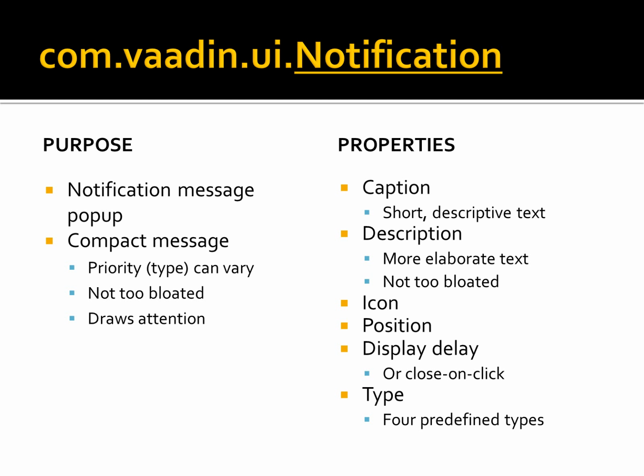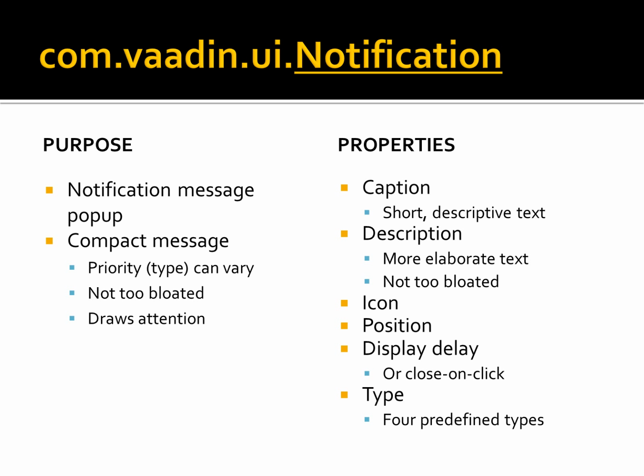The trick with the notification is that the message should be compact and it should draw attention. So you shouldn't put too much information there. It should be just, for example, file has been saved, or search returned no results, or there has been some error. Something similar to that. Nothing too detailed. The properties that we have are somewhat similar to what we have with a window. So there is a caption, a description, which again shouldn't be too bloated, an icon, and a position. In addition to a subwindow, we can have a display delay or close on click, which means that the user has to click the notification before the application can continue. Otherwise we have just a delay that causes the notification to fade out automatically.